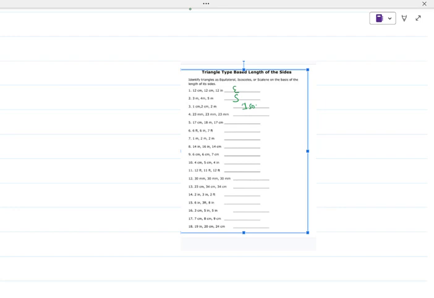23, 23 and 23. Which type of triangle is it? It is equilateral, because all the sides are equal. So it is 17, 18 and 17. Which type of triangle is it? It is isosceles. Next one is 6 feet, 6 and 7 feet. Two sides are equal, so it is an isosceles triangle.